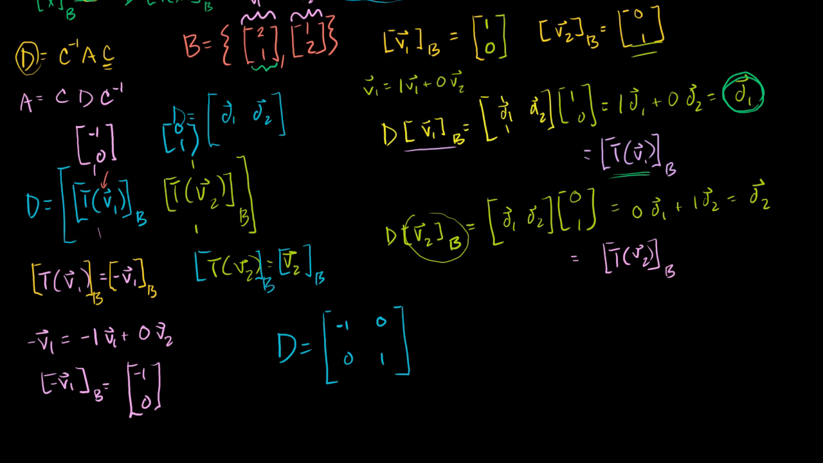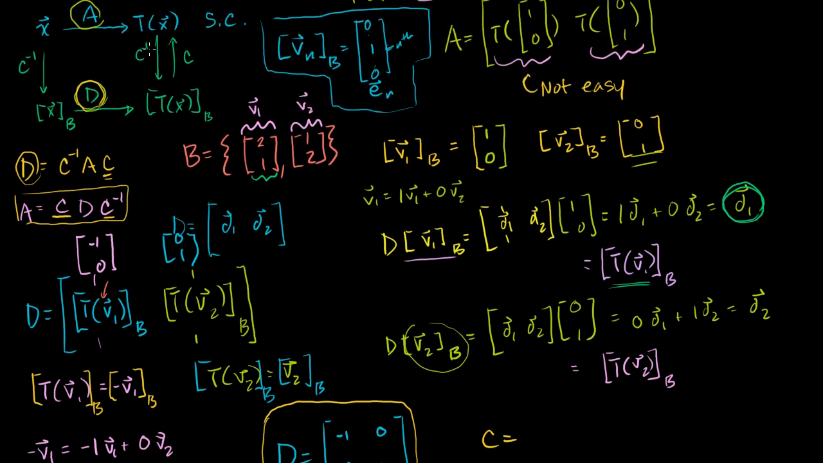And now that we've solved for D, you notice that changing the basis was actually very natural, and it was very easy to find what D is. And now that we know what D is, we can now solve for A. We can now solve for the transformation matrix with respect to the standard basis. So to do that, we have to figure out C and C inverse. So C, remember, C is just the change of basis matrix.